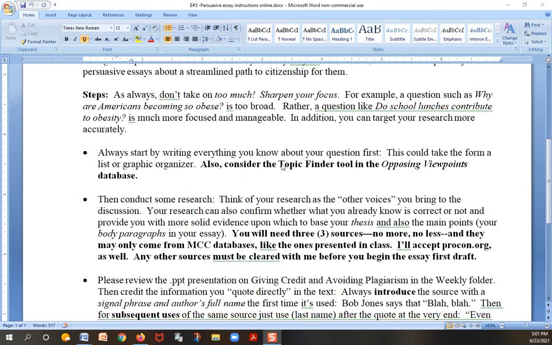I want to talk briefly about the Topic Finder tool. Now, this is a tool that works pretty well for most people. It doesn't work for everything, but what it does is it gives you kind of a visual picture of what some of the components of your issue, your research question might be. And I'll just show you an example that I just pulled up a few minutes ago.